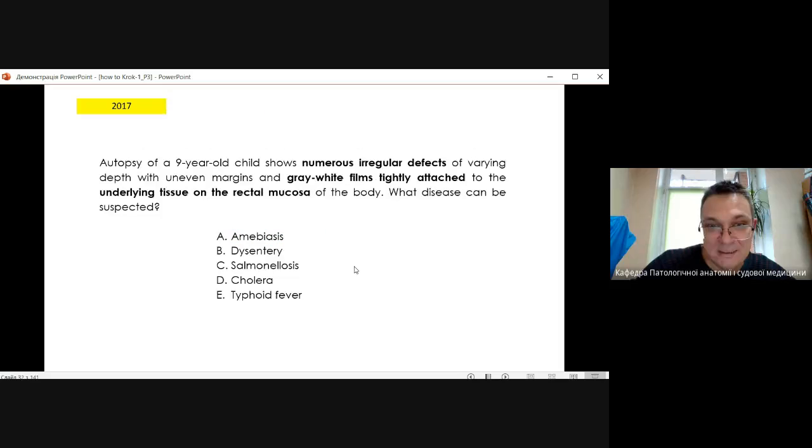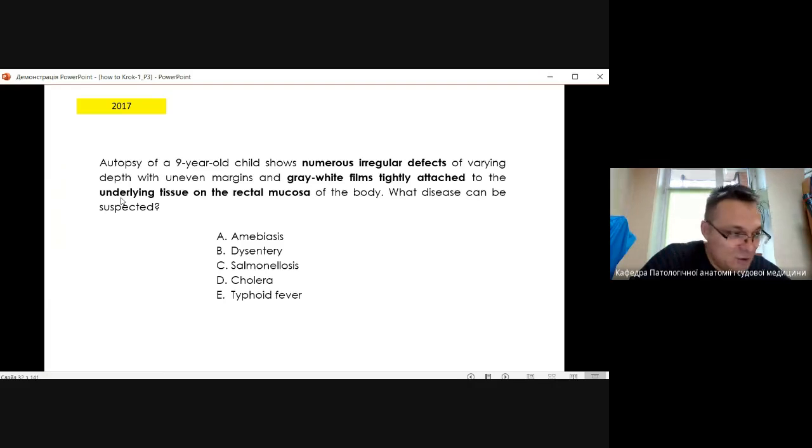the epispadias. Autopsy of a 9-year-old child shows numerous irregular defects of varying depth, with uneven margins and gray-white films tightly attached to the underlying tissue on the rectal mucosa. Maybe you remember some of the MCQs that we mentioned above. It was diphtheritic inflammation, right? But in this case, we are dealing with some specific infectious disease. The name of this disease is shigellosis, Shigella dysentery.